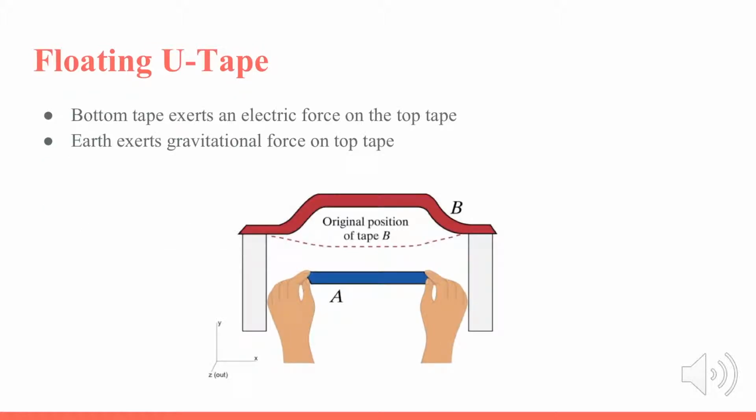And pictured here is just a graphic of what the lab is doing. So we have the tape labeled A as the bottom tape, tape labeled B as the top tape, and tape A exerts an electric force on the top tape, while the Earth exerts a gravitational force on the top tape, and altogether those cancel each other out and put the system in equilibrium.